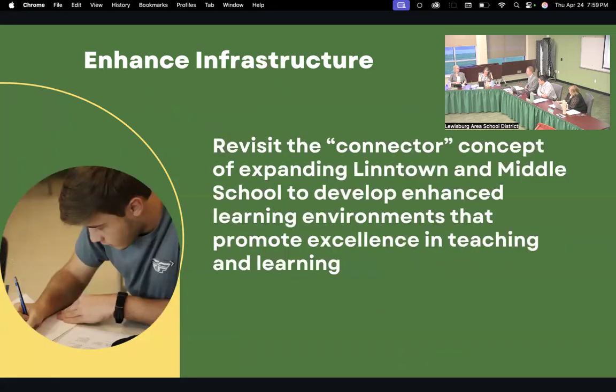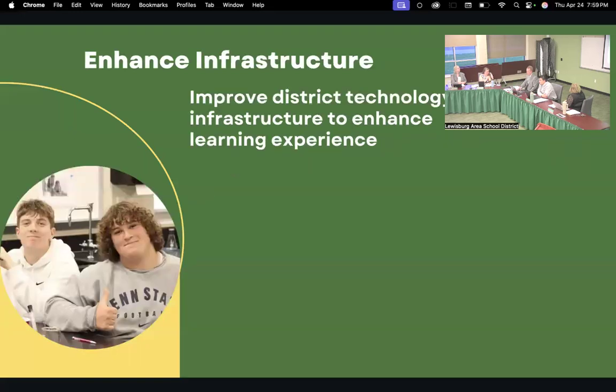One of the objectives on there was to look at an older idea: could we add additional space in between Lintown and the middle school? Again, with other things on the table and on this list, this is not top of mind right now. But I thought if there could be an additional auditorium and additional classrooms, that could be an ideal location for that. So that's on here as well.